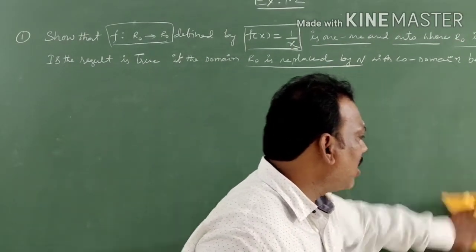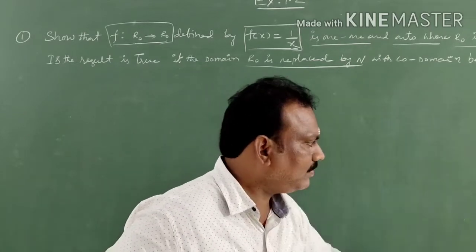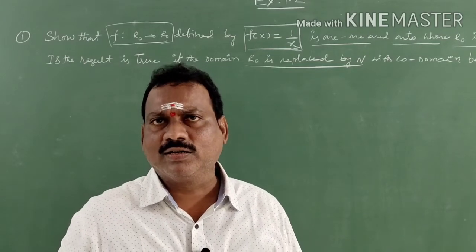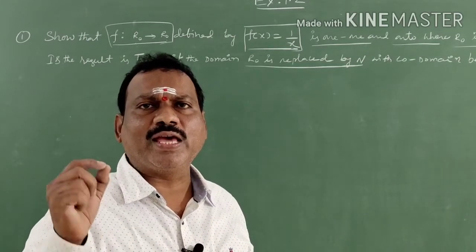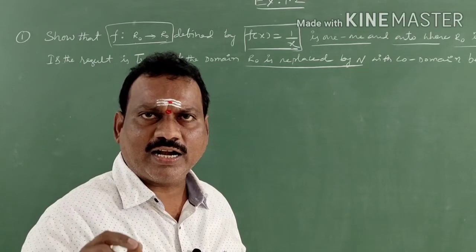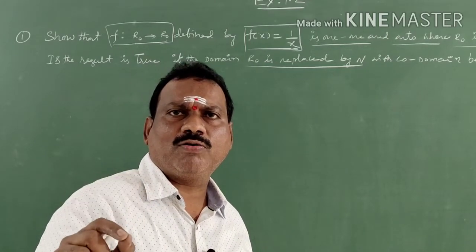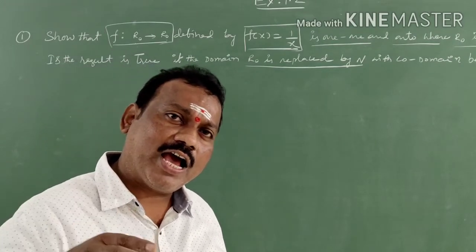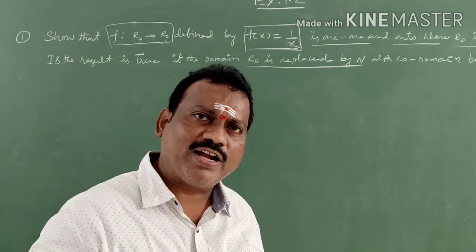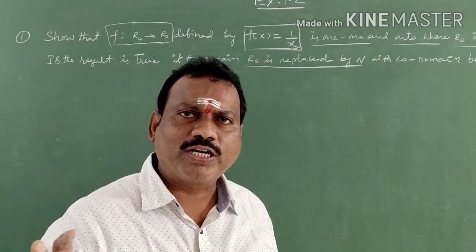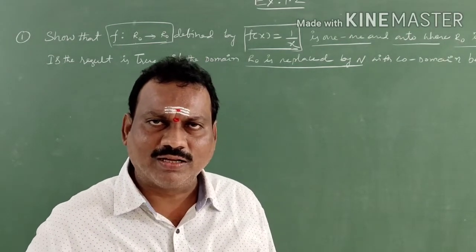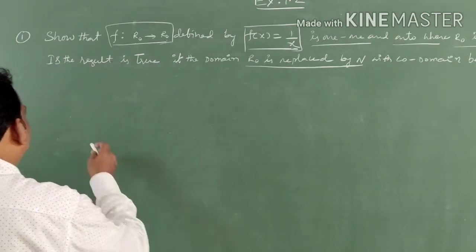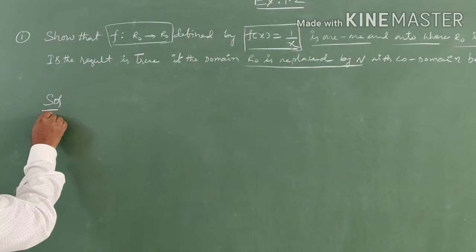So first I want to check the one-one function. What is the definition of a one-one function? F is a mapping from A to B, said to be a one-one function if distinct elements of A have distinct images in B. Distinct elements of A means if you give different elements from the domain, you should get different outputs, not the same output. That is a one-one function. Clear, students? Just see the problem here. I will solve it, then you will understand easily.